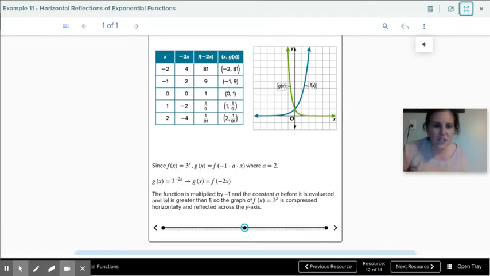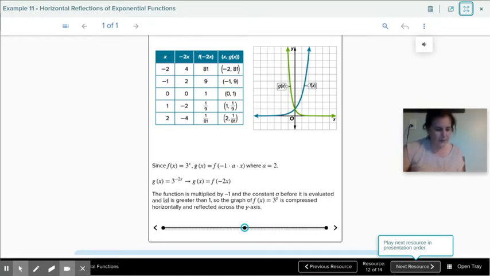Okay, so the function is multiplied by -1. And the constant a before it is evaluated, and the absolute value of a is greater than 1. So the graph is compressed horizontally and reflected across the y-axis. Okay. So this stuff's a little bit weird. It's kind of, you just have to memorize it.